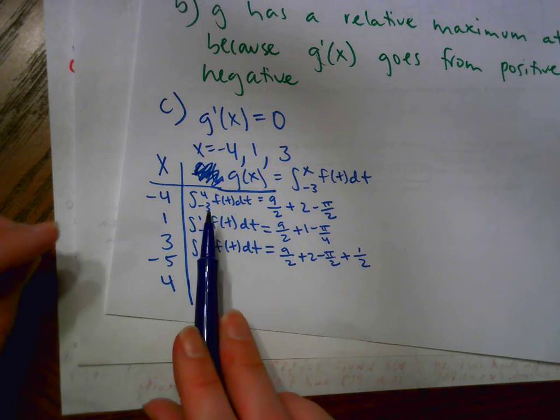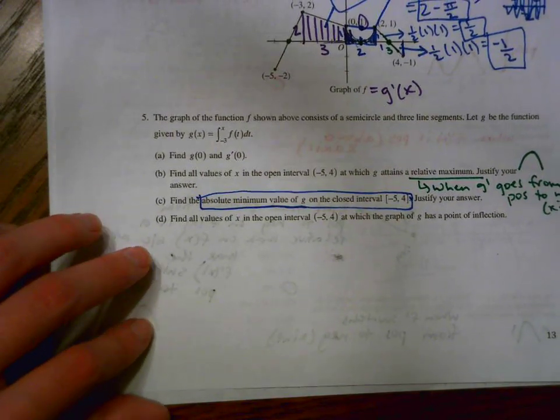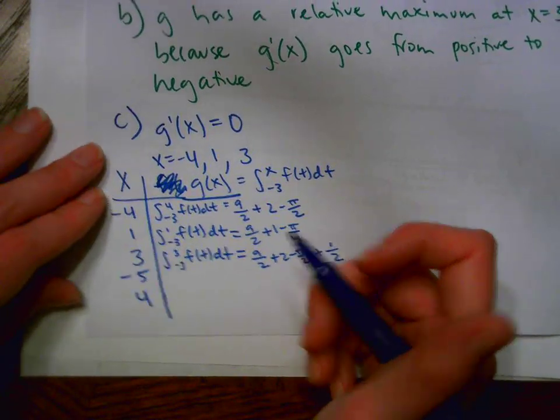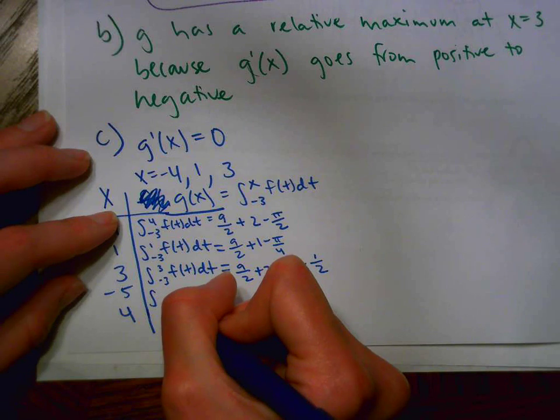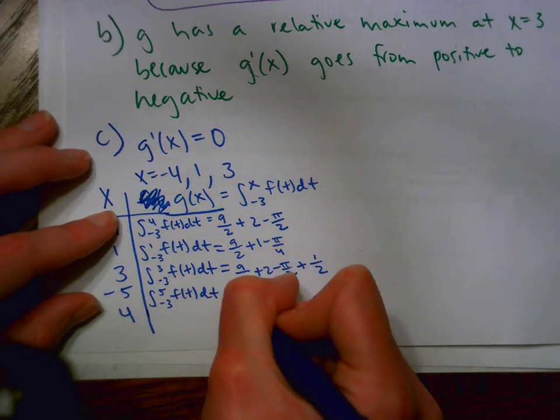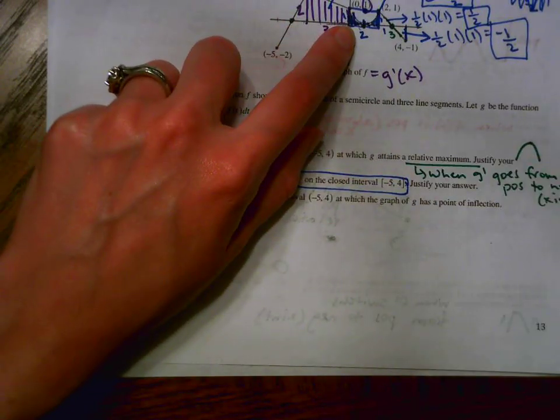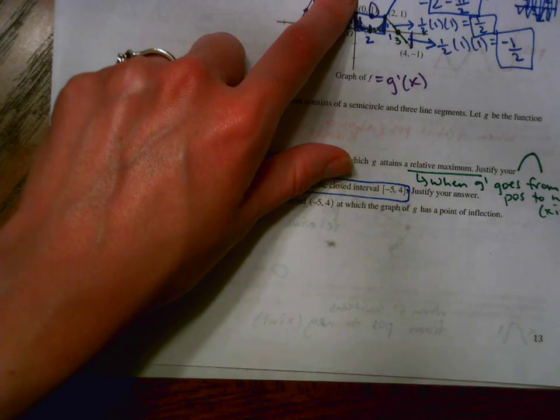It's this one. Oh, let's just finish. So negative 5. So we're going to do the integral from negative 3 to 5 of f of t. So negative 3 to 0 is 9/2.